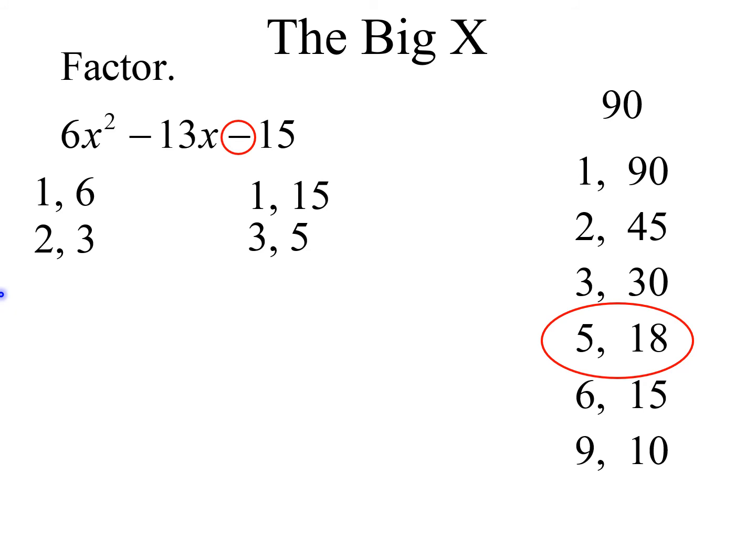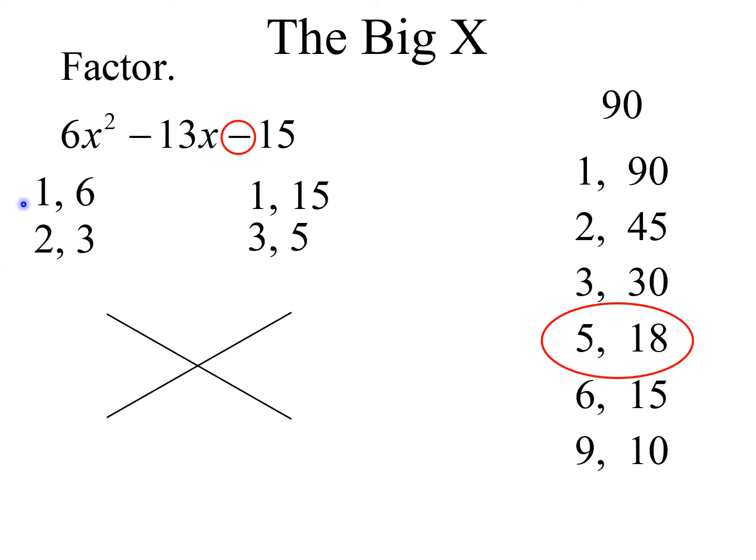Step number 6 is a pretty simple step because all we're going to do is draw a big X. Okay, so that's step 6. Step 7 might be the hardest step, so let's take a look at what we're going to do.